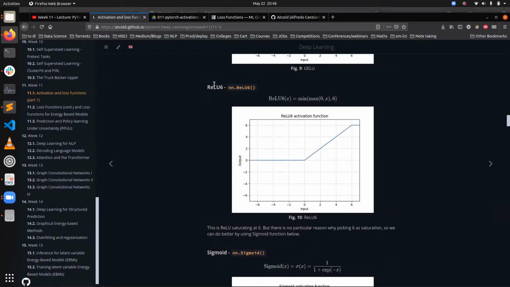I don't know why they just named the function ReLU 6. I mean, if there is no speciality to 6, they could have kept it as a parameter. But I don't know, maybe there's something special with 6.